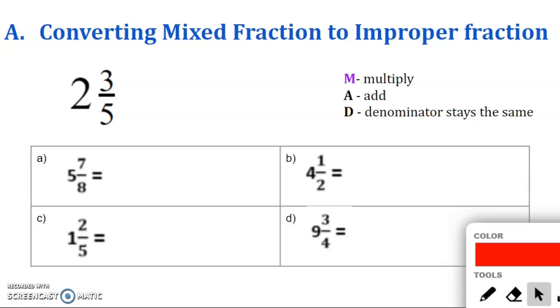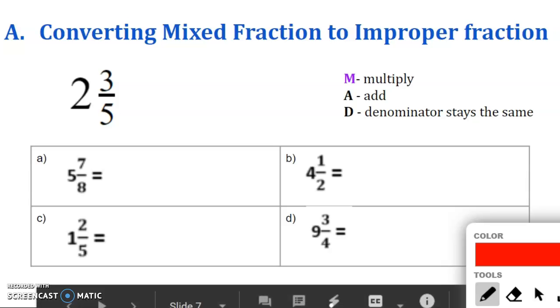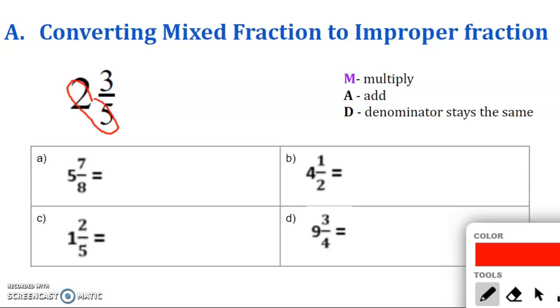So what you're starting off with is multiplying these two numbers. You're multiplying this number with 5. 2 times 5. And you're going from here to there. So you're starting with 2 times 5. You're multiplying. And then you are adding. So you multiply first and then you add, but the denominator stays the same.